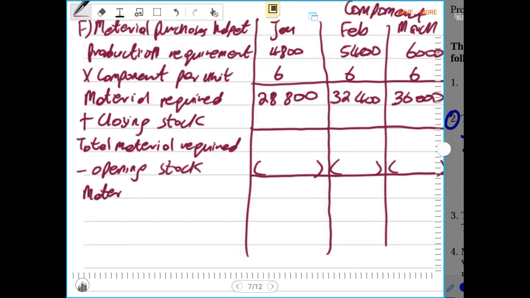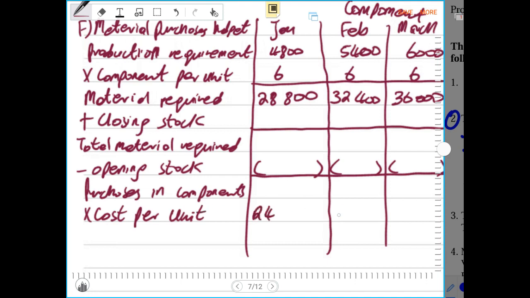Material purchases, which is purchases in kgs, in fact, purchases in components. This is not in kgs. Then after we multiply by components cost per unit, which is the cost of the component per unit. It is 4 rand, it is 4 rand, and it is 4 rand.